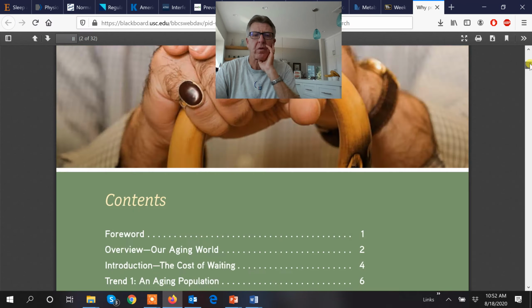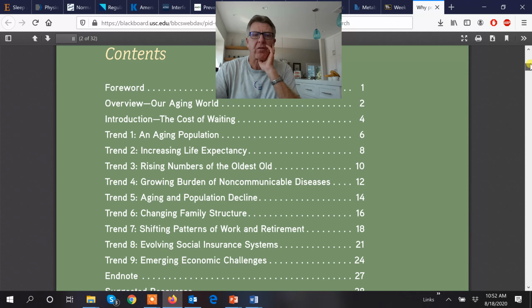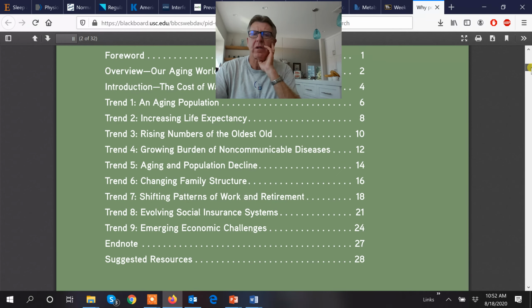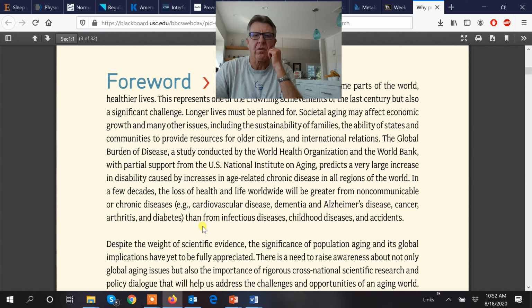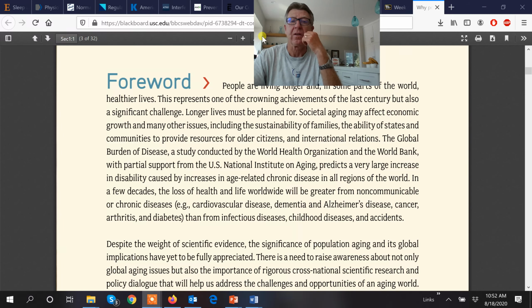So I'm going to go through here, and I'm going to set myself up. It says forward through trend 5, so that's 14 pages of reading. There's charts, so we want you to interpret the charts as well. The forward's all about why this particular section of the course is so important.